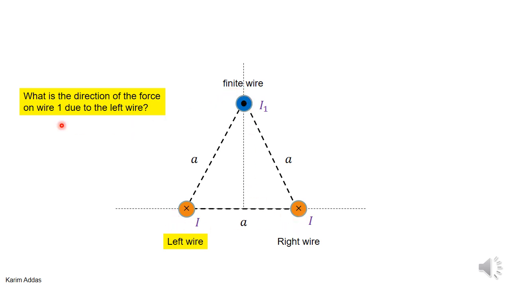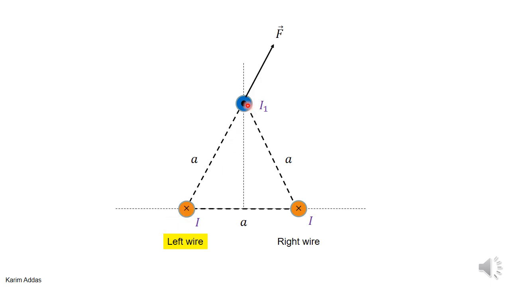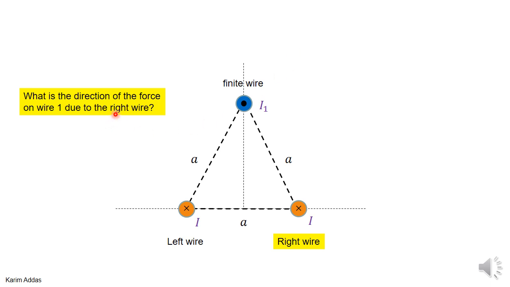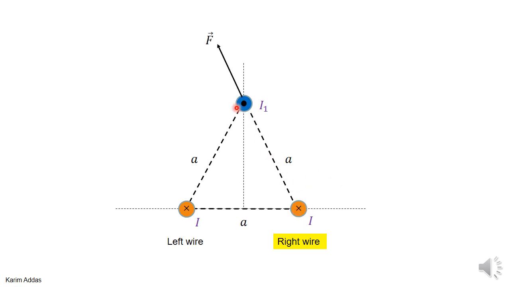This we'll call the left wire, this the right wire, and this the finite wire. So what's the direction of the force on wire number 1 due to the left wire? Since the current here is opposite the current here, the force will be repulsive. We showed that before in the theory part. So the force will be pointing away from this wire. And what will the direction of the force be on this finite wire due to the right wire? Again, the two currents are opposite to each other, so the force will be repulsive, so it will also repel the wire in this direction.